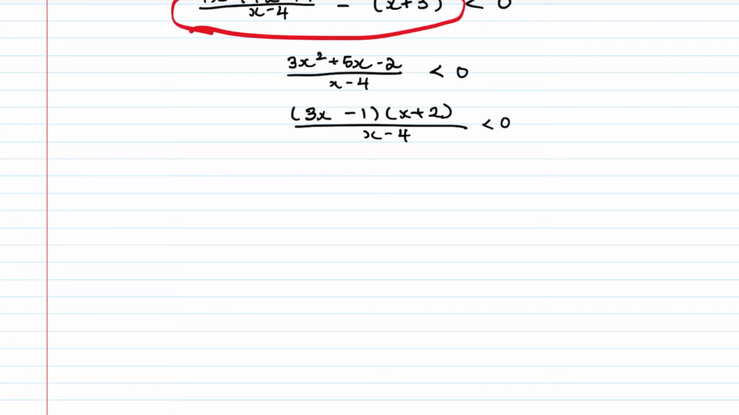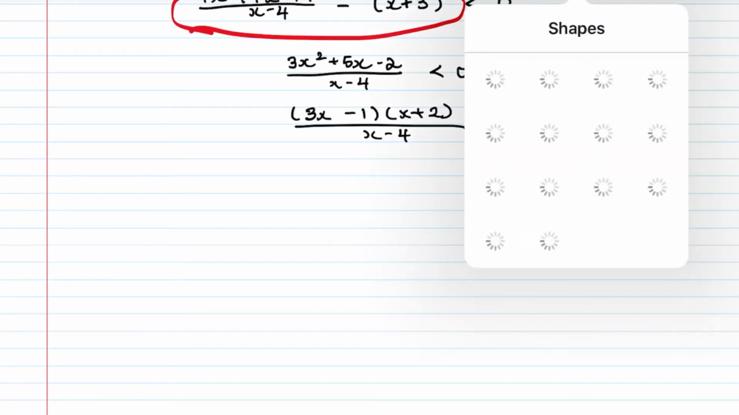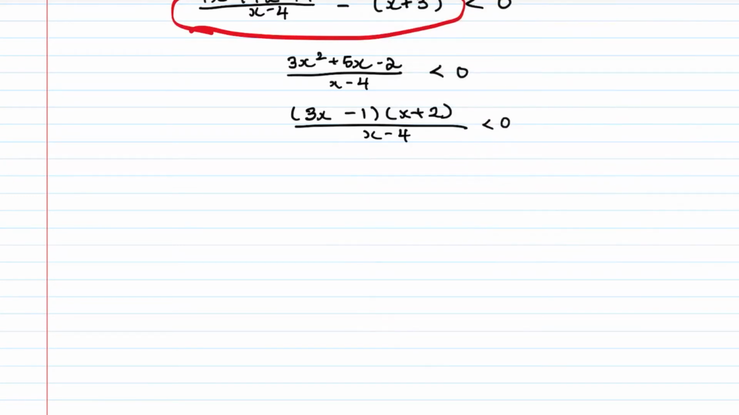Once you've gotten this part of it being less than 0, you need to just very simply do your sign test. For those of you who are still unsure of what a sign test is, you just need to draw a straight line and mark out all the critical values. Over here, I've got a few critical values. Firstly would be when my 3x minus 1 equals 0, when I've got x plus 2, and lastly when x minus 4.